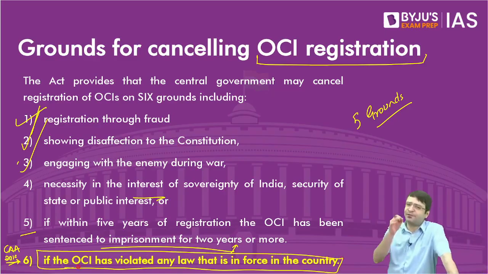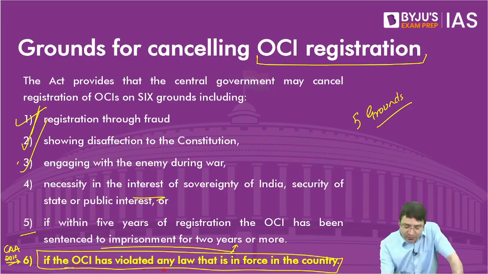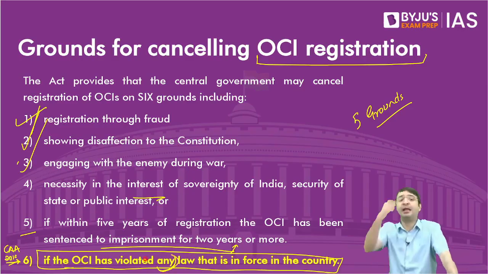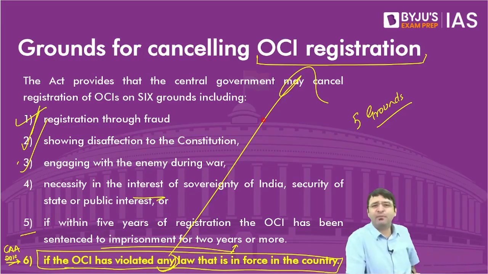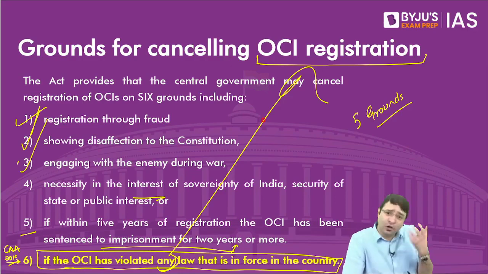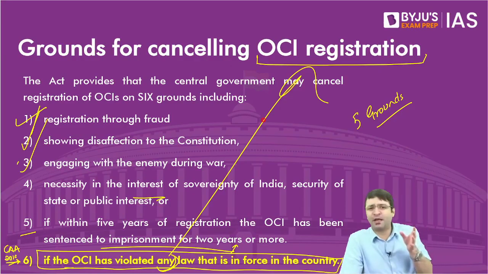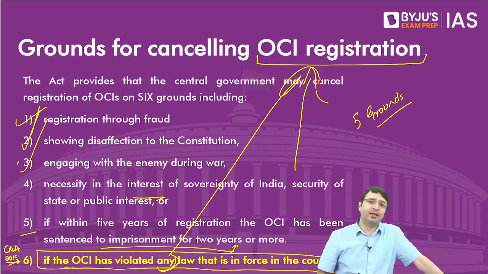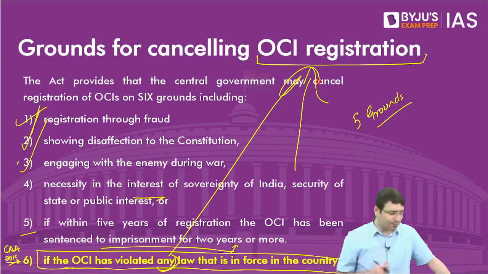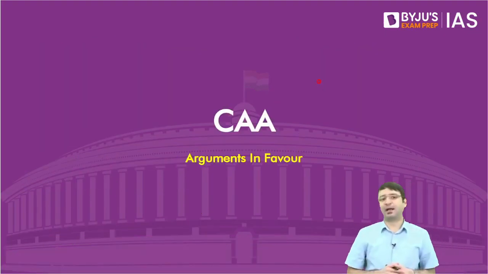Now, the law says if the OCI holder has violated any law that is in force in this country, if you violate any law, your OCI registration will be cancelled. Any law can be violated: Motor Vehicles Act, Aadhaar, any law passed by the Parliament, Child Labour Act. Any law which is in force in this country, if you have violated it, your OCI card could be cancelled. This was the 6th ground mentioned in the Citizenship Amendment Act. These are the provisions under the Citizenship Amendment Act.